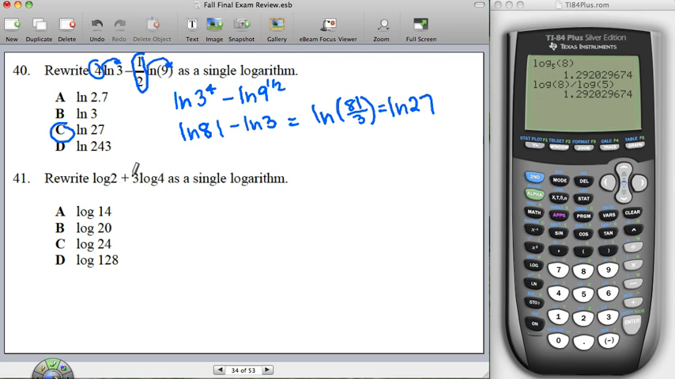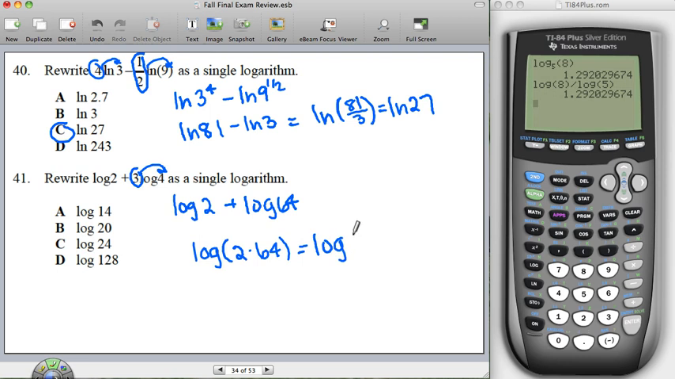Rewrite this as a single logarithm. I can bring up the 3 as an exponent. So I have log of 2 plus log of 4 cubed, which is 64. Since I'm adding my logarithms, I can multiply what's inside the logs together. And that gives me log of 128. So my answer for 41 is going to be D.